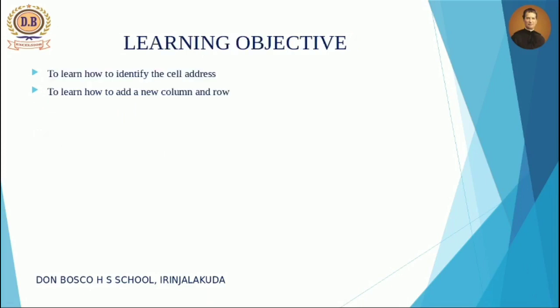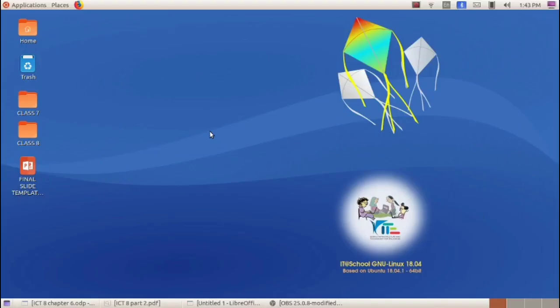The learning objectives for today's class is to learn how to identify the cell address and how to add a new column and row. It is a difficult task to classify, tabulate, and analyze the data which is collected from more than 100 questionnaires and to reach a conclusion. So if you're doing this with the help of a computer, it will reduce our workload and the analysis will be made easier. For that, we have many spreadsheet software packages which will perform these kinds of activities.